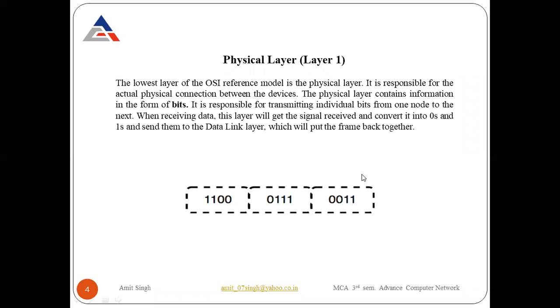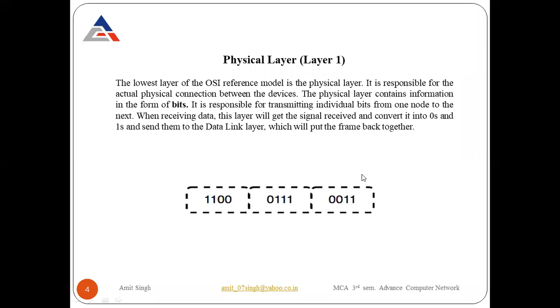The physical layer contains information in the form of bits. The data that travels at the application layer travels in the form of bits. And we all know we have two different types of bits, zeros and ones, and a combination of zeros and ones is there. So it is responsible for transmitting individual bits from one node to the next. This layer is responsible for sending data in the form of bits between two different nodes, computers or systems, anything.